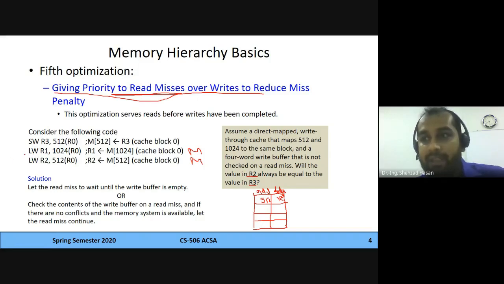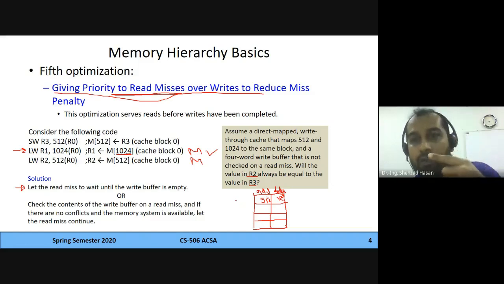So for example, in this case, this is going to be a miss. So what we are going to do is check whether 1024 is anywhere here in the address field. If it's not there in the address field, this means there are no pending updates to 1024, so this can continue, right? Previously in the first solution, it couldn't continue because we have to empty the write buffer every time. But this optimization says that you are not going to empty the write buffer at all times. So you are giving read misses priority over writes. You are not doing the writes first.